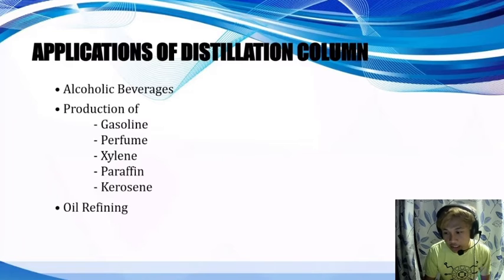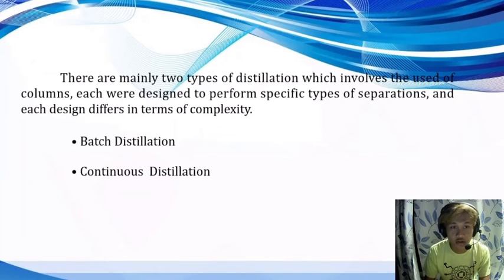Crude oil is first heated. So this is what happens in a distillation column in oil refining. Crude oil is first heated and then put into a distillation column, also known as a still, where different products boil off and are recovered at different temperatures. So those are the applications of the distillation column.